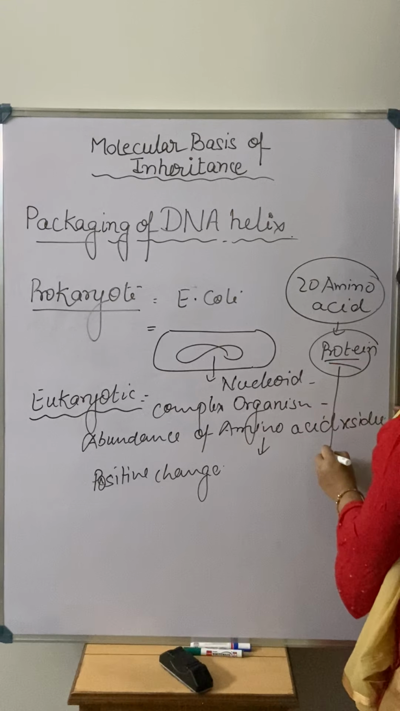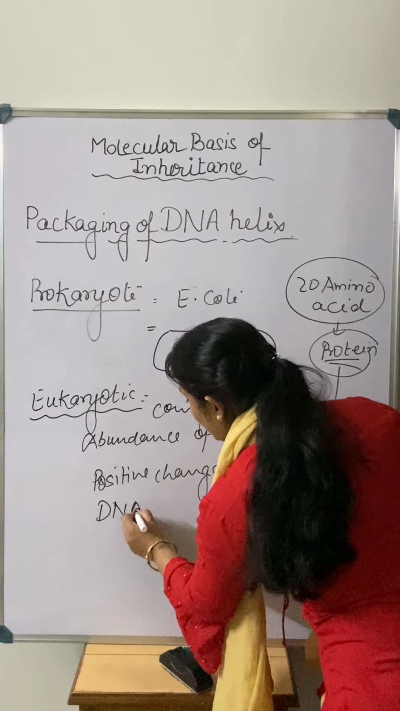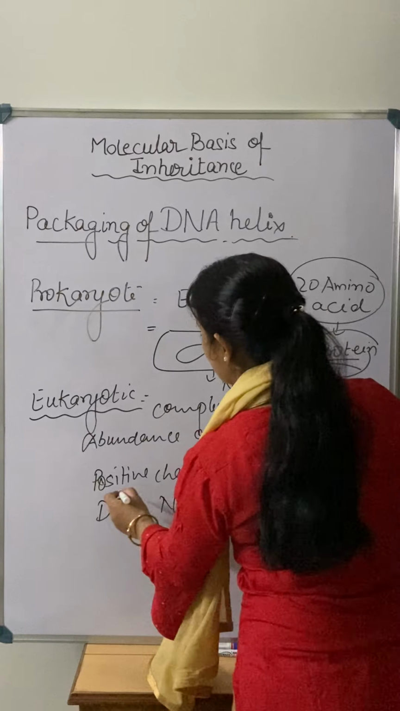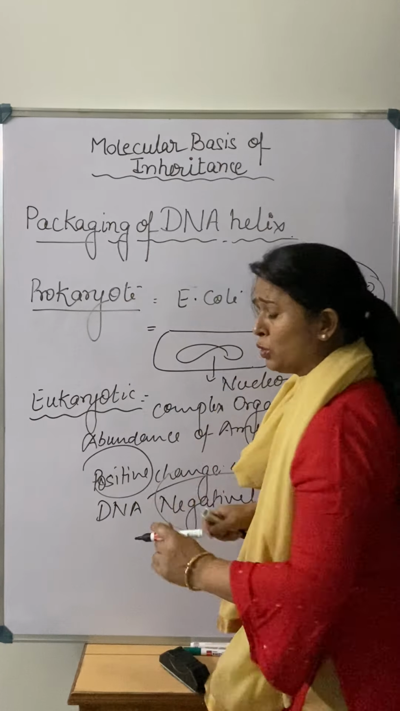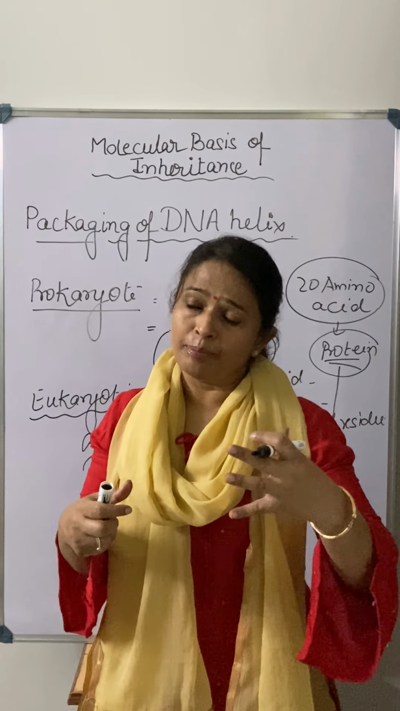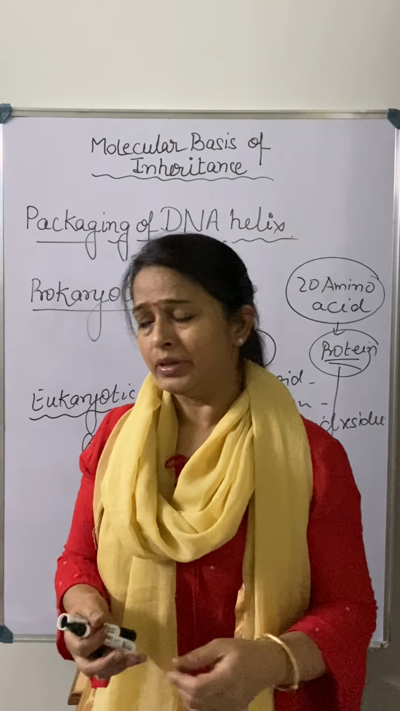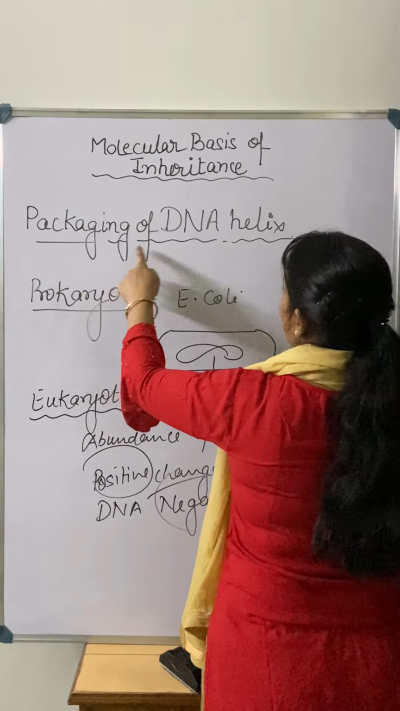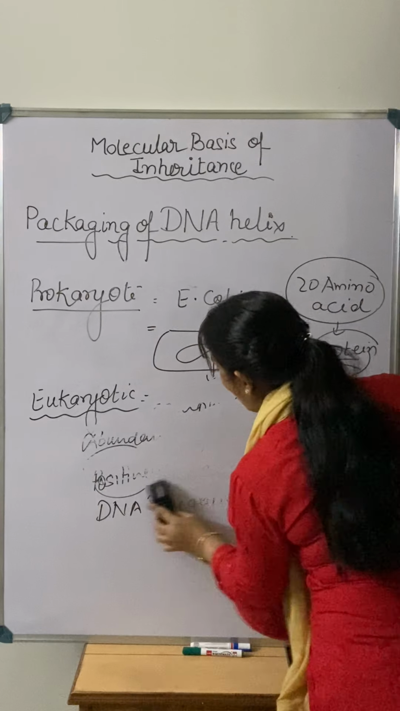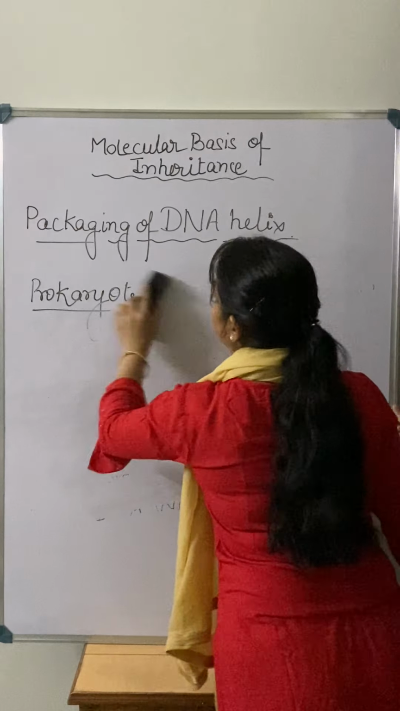So it means protein is a positively charged structure, and DNA is what? DNA is a negatively charged molecule, right? So if this is negatively charged and this is positively charged, both of them are going to be wrapped with each other, and they make a complex structure and packaging in such a way that they can fit in the smaller dimension of a cell. That we call the packaging of DNA in eukaryotic cells. Now we see how the packaging of DNA takes place in a eukaryotic cell, right?